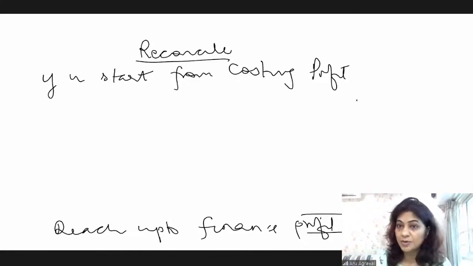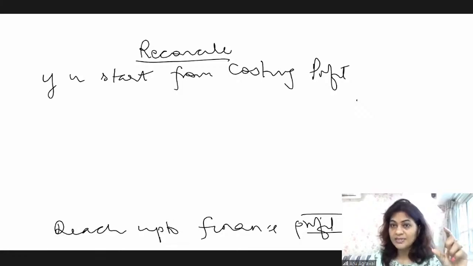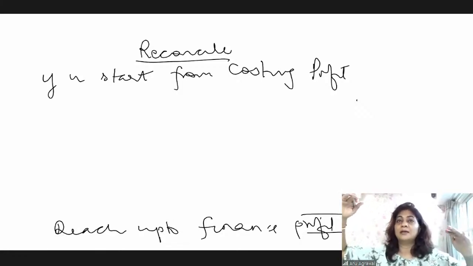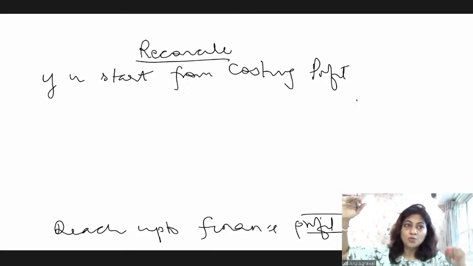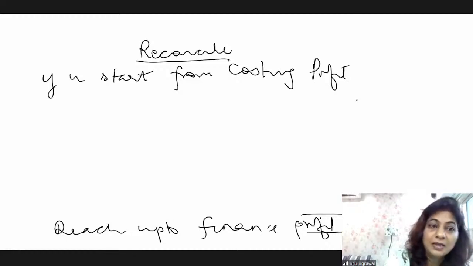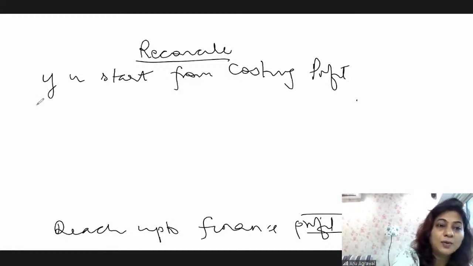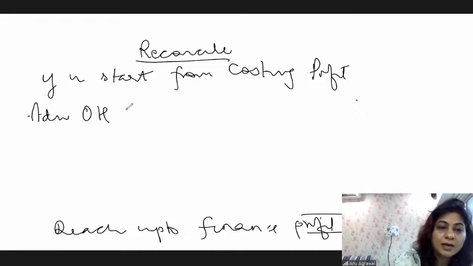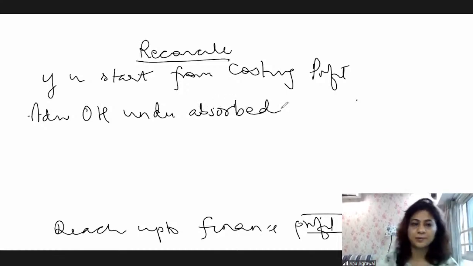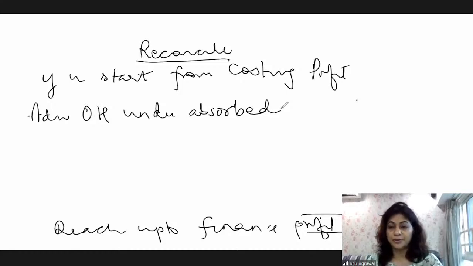I started from costing profit. I will always think in this manner that, okay, finance is this. What is the impact of this particular thing? So what do I do so that I reach up to finance? For example, I tell you admin overhead under absorbed. Now think from this point of view.